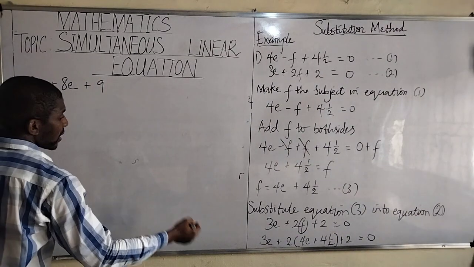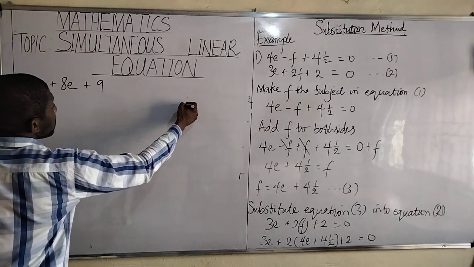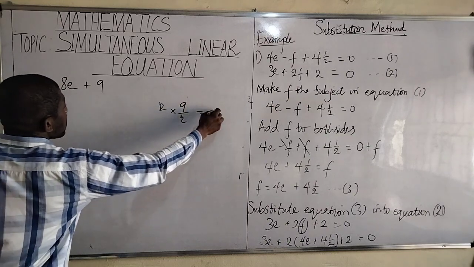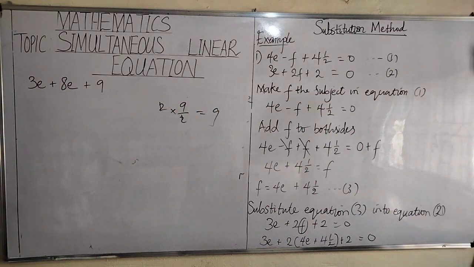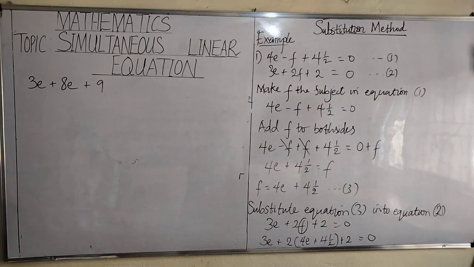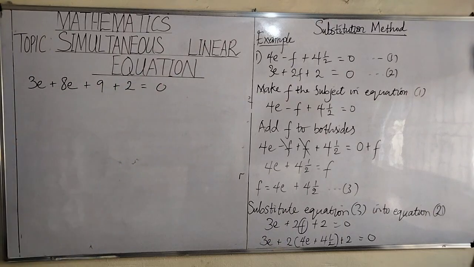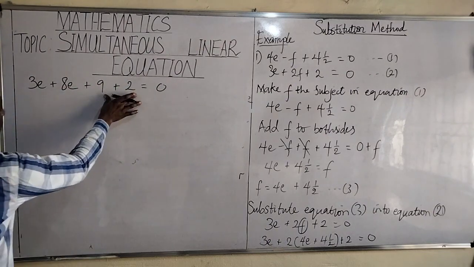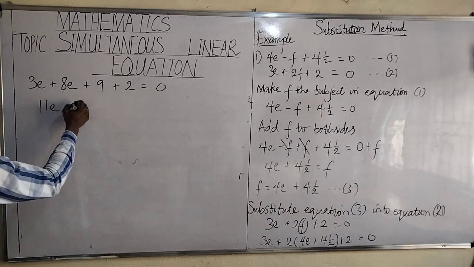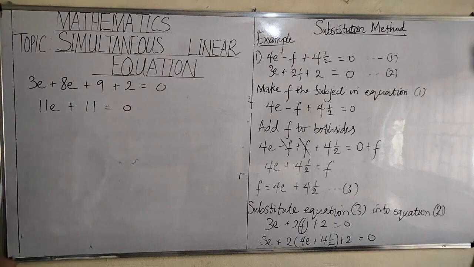If you want to check it out, 4 number 1 over 2, in improper fraction, is 9 over 2. Times it by 2, the 2s cancel, what is left is 9. So that's how I obtained this 9. Alright. So next is bring down positive 2 equal to 0. This is a like term, this is another like term, so add up. 3e plus 8e gives 11e. Put the positive sign. 9 plus 2 gives 11 equal to 0.